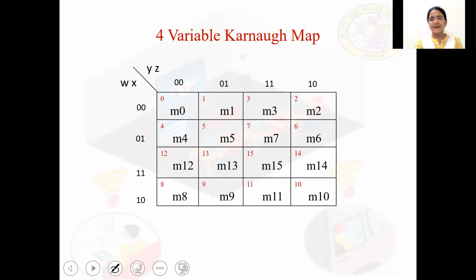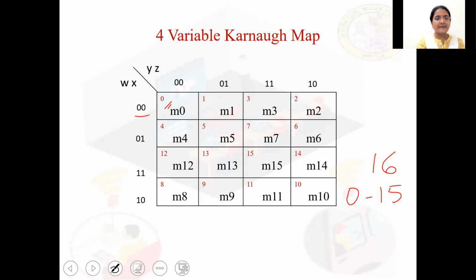This is the 4 variable K-map. We have a total of 16 cells. The minterms range from 0 to 15. We are writing the minterms in such a way that the binary values for the rows and columns are decoded into a decimal value.